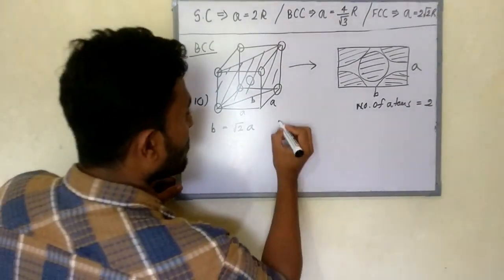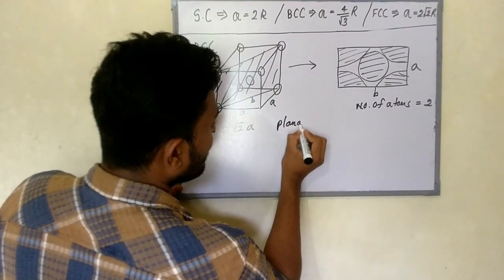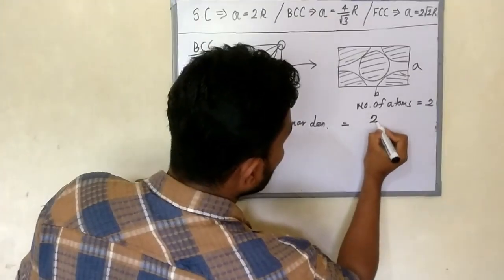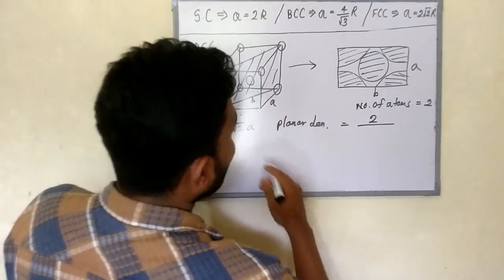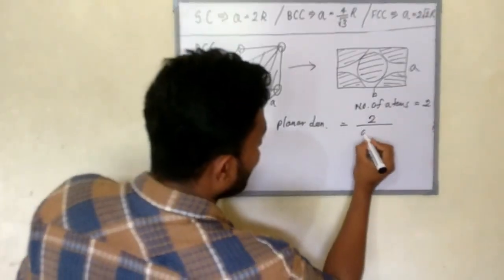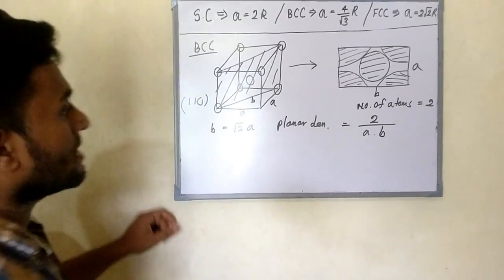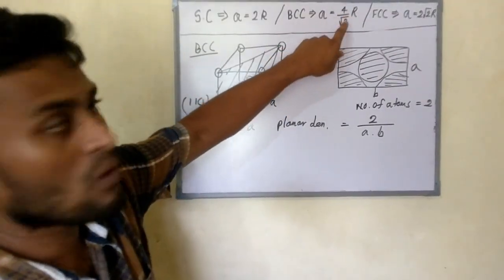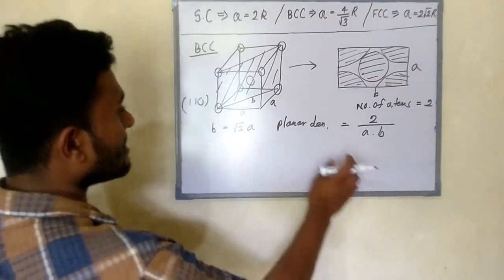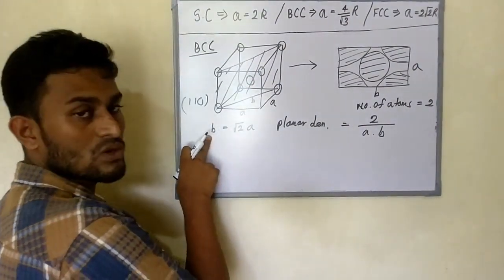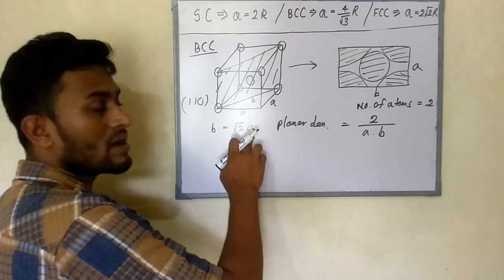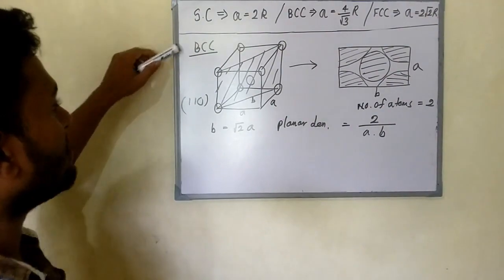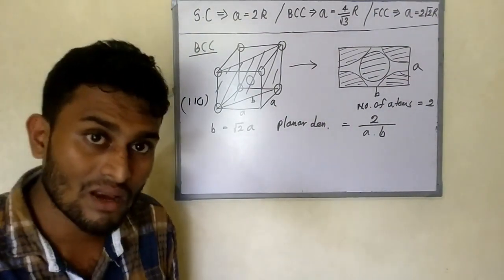Then you can find out your planar density. Planar density is 2 over the area. Area means A into B. Here we know the value of A, that is 4 over root 3 R, and here we know the value of B also, that is root 2 into A. So likewise you can get the planar density for the BCC 110 plane.